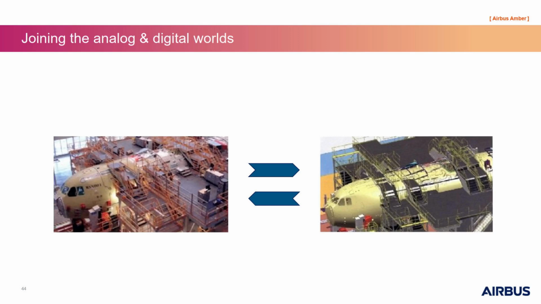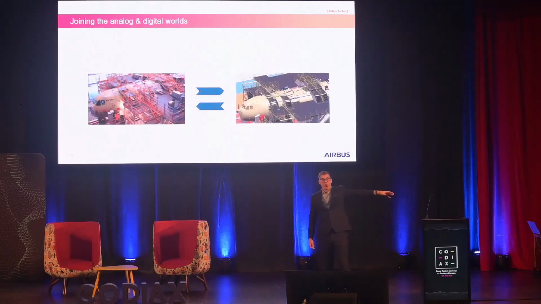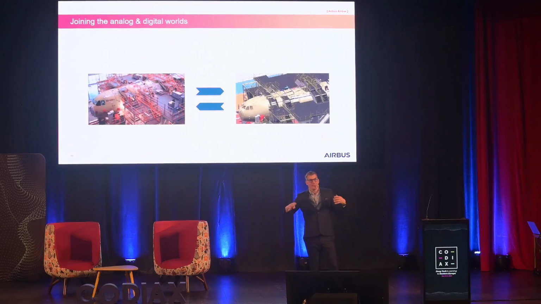We really want to be able to join the analog world and the digital world, where the analog world, which you can see on the left, is the world of the shop floor. This is reality. On the right, we have our digital world. We have our digital twin. Airbus has invested huge amounts of money in digitizing all of its factories, building 3D models of all its aircraft, so that we can accurately do modeling. However, the challenge we have is it's very, very, very hard to connect these two things.